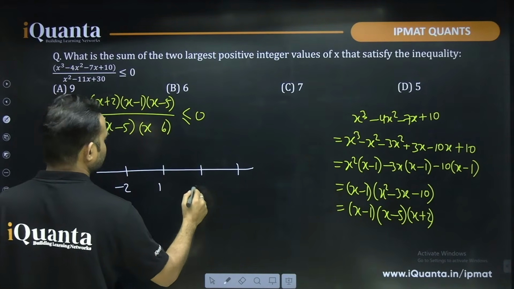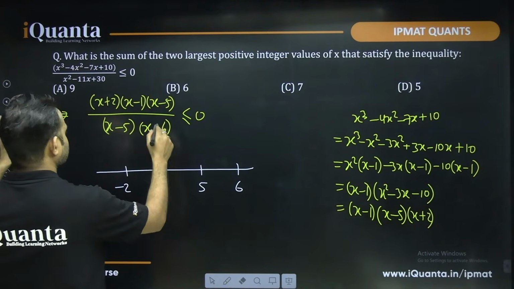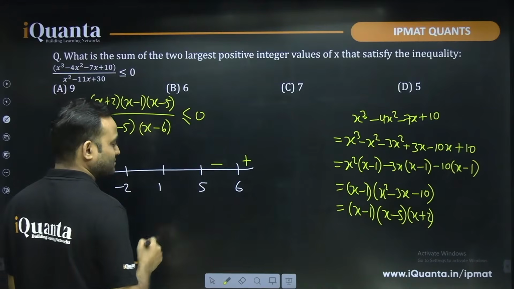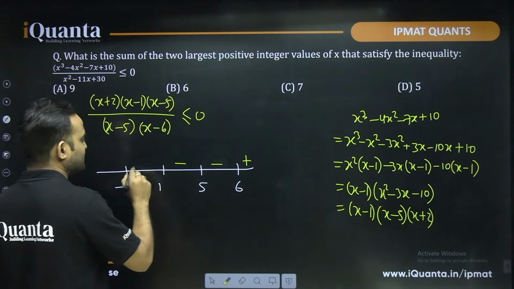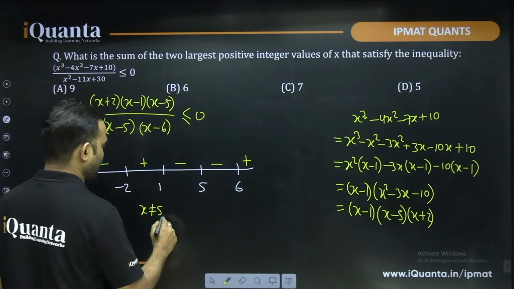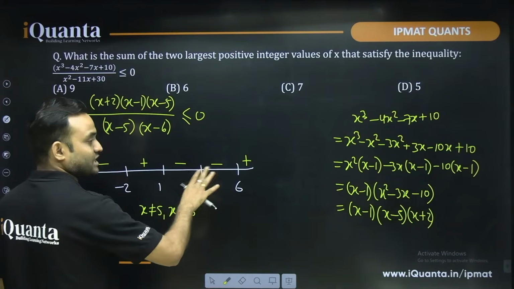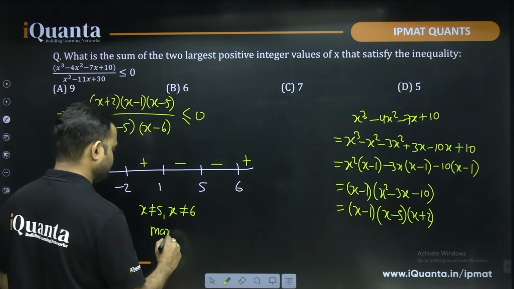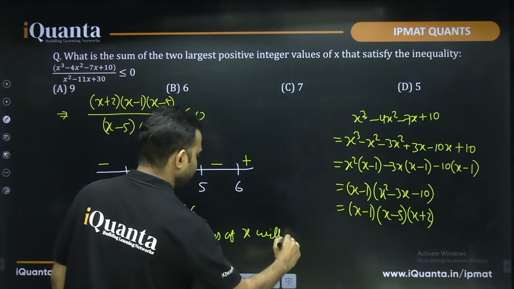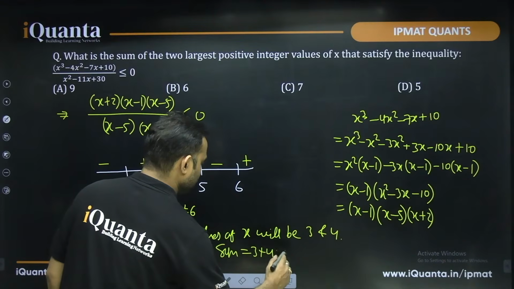Minus 2, 1, 5, 6. Minus 6. Okay. So beyond 6 it will be positive, then negative, then the sign will not change, it will remain negative. Then it will be positive and then negative, right? But x cannot be equal to 5, x cannot be equal to 6. So we cannot take 5, 6. So the maximum two values of x will be 3 and 4. So their sum will be 3 plus 4, that is equal to 7.